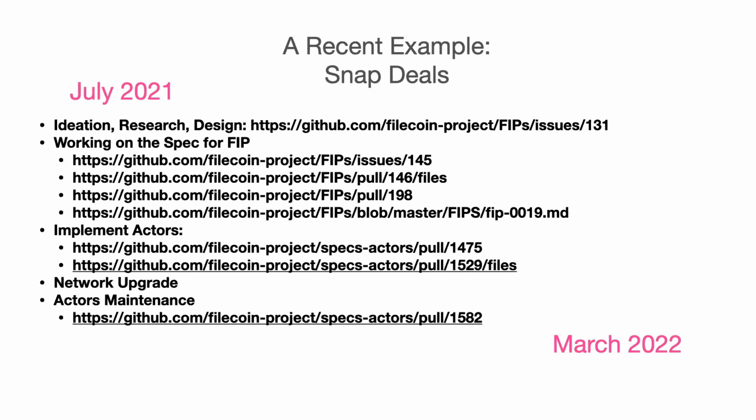So here's an example. I won't go into the details too much, but we started Snap Deals, which is a way to quickly add data to a sector which doesn't have data, which is a pretty great idea. And there's some very clever construction. We started thinking about it in July and it took till March until we actually got this live on the network for people to use, which I think was pretty good, but it took a lot of time.